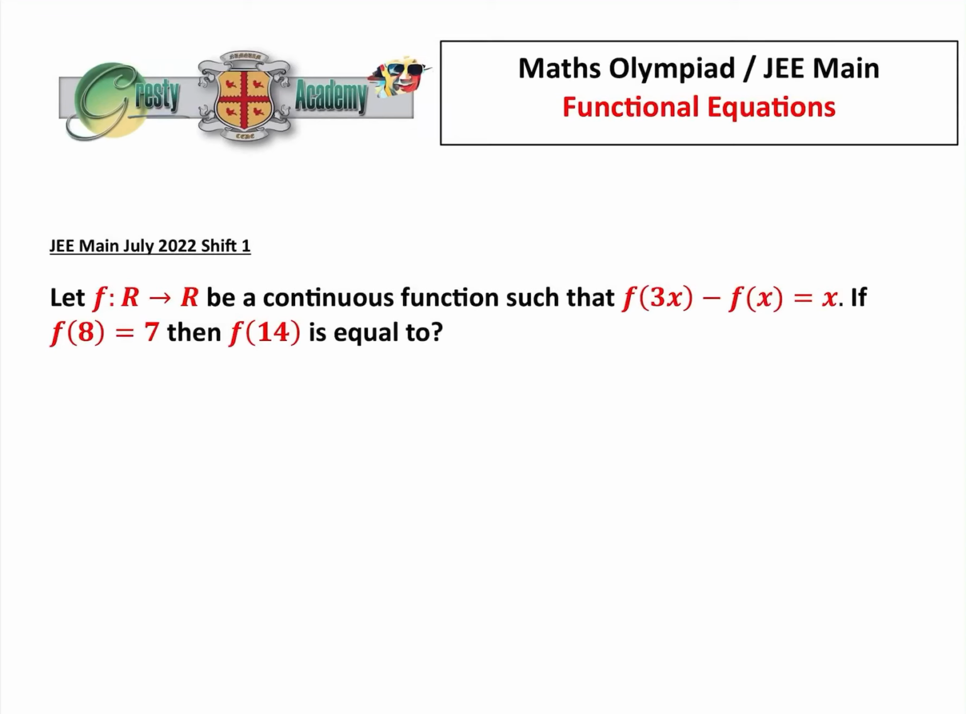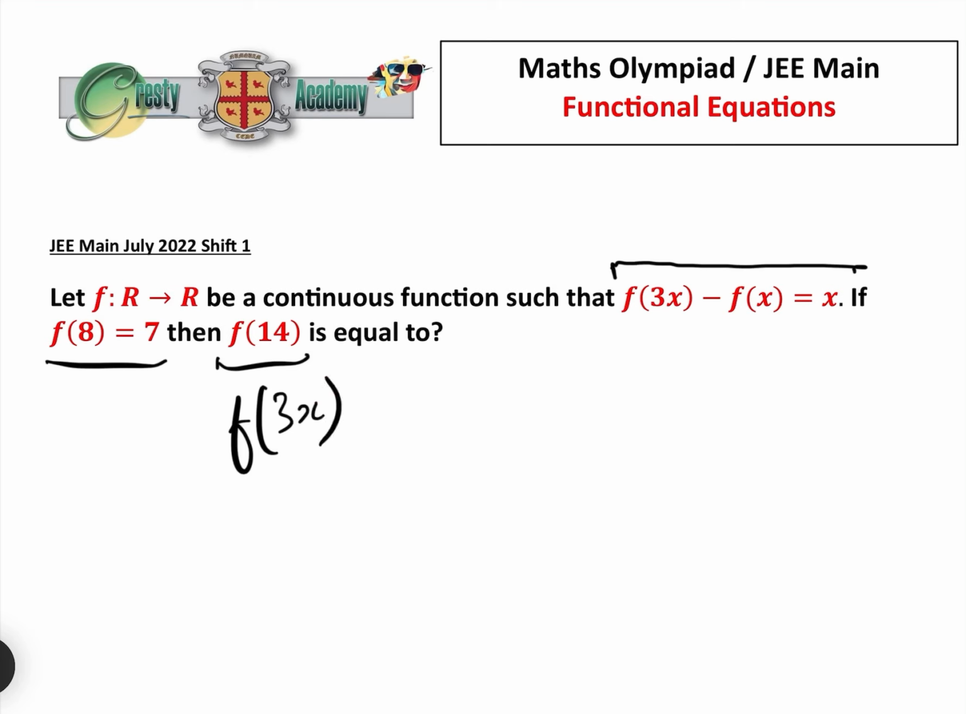This is a great functional equation which has a very pleasing solution to it. So it's from JEE Main July 2022 Shift 1. We're given a continuous function such that f of 3x minus f of x equals x. We're told f of 8 equals 7 and we're asked to find what is f of 14.